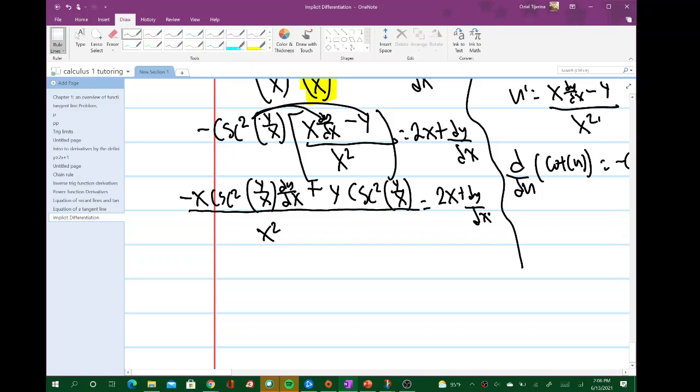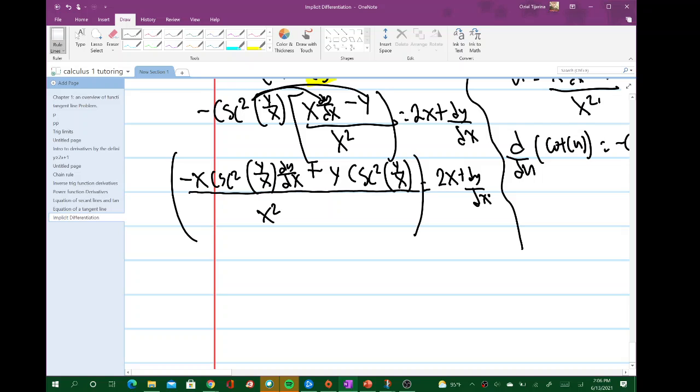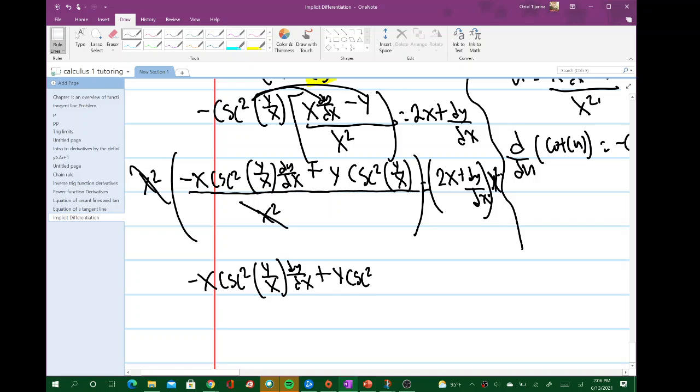Now, you're going to multiply both sides by x squared to get rid of the denominator. So that way you're going to have negative x cosecant squared of y over x dy dx plus y cosecant squared of y over x is equal to 2x cubed plus x squared dy dx.